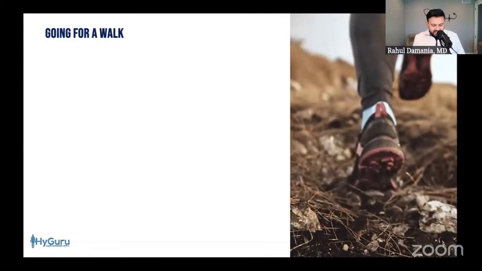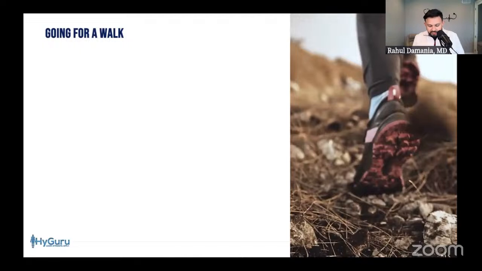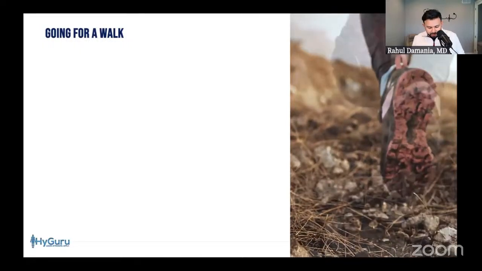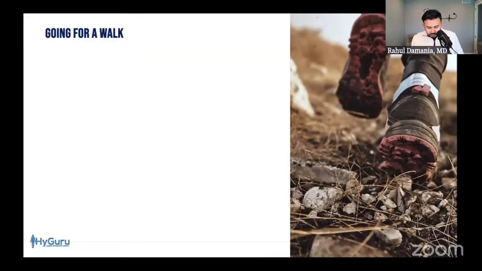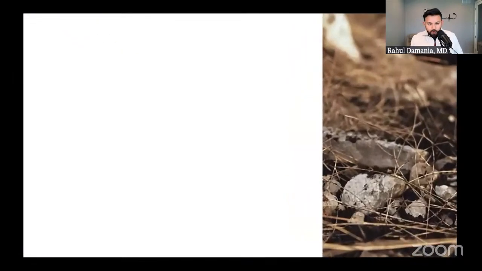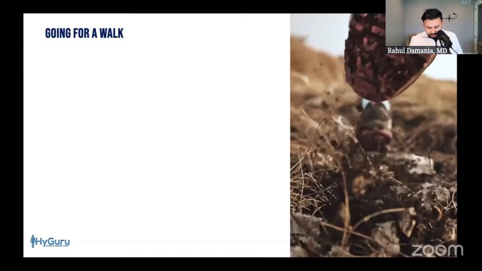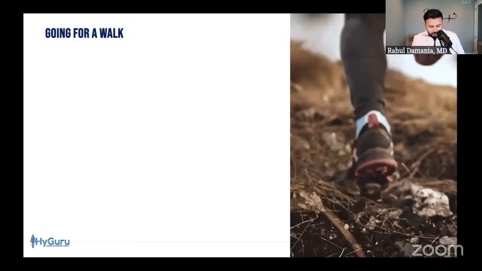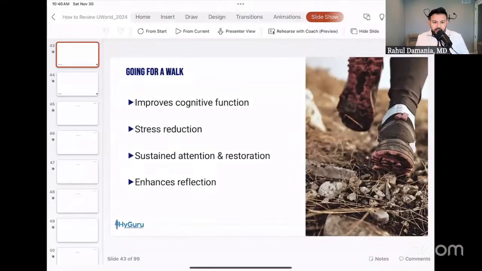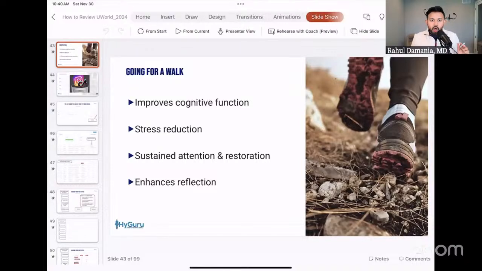And why is that? Well, let's go through some of the key strategies here as to why I think this is going to be very important. So first off, when you are going for a walk, it is going to improve your cognitive function. It is also going to help you reduce stress. It allows you to recharge and restore your attention, because you're now going to come back wanting to review the block. And it enhances reflection.